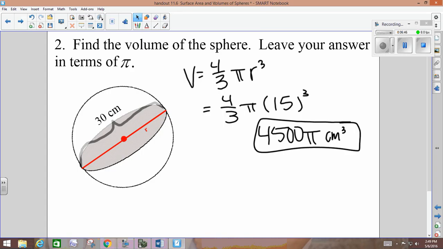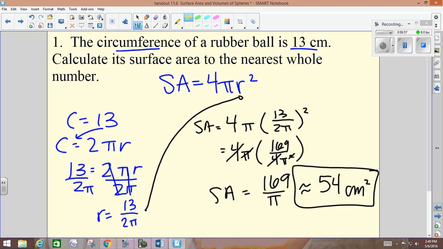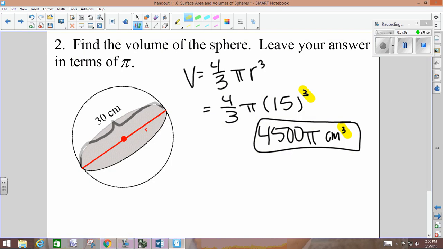The label is going to tell you what you should do with your radius. Volume, centimeters cubed, we cubed the radius. Surface area, centimeters squared, we squared the radius. That's one way you can remember if I'm supposed to cube it or square the radius. Well, think about what you're finding. If it's surface area, area is squared, volume is cubed.